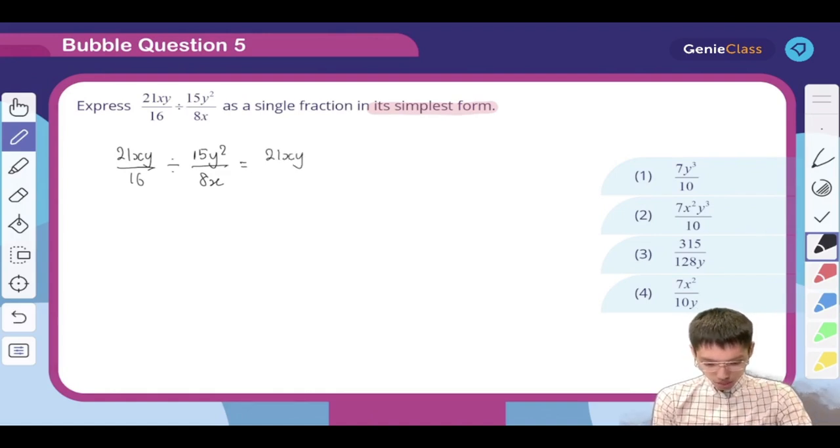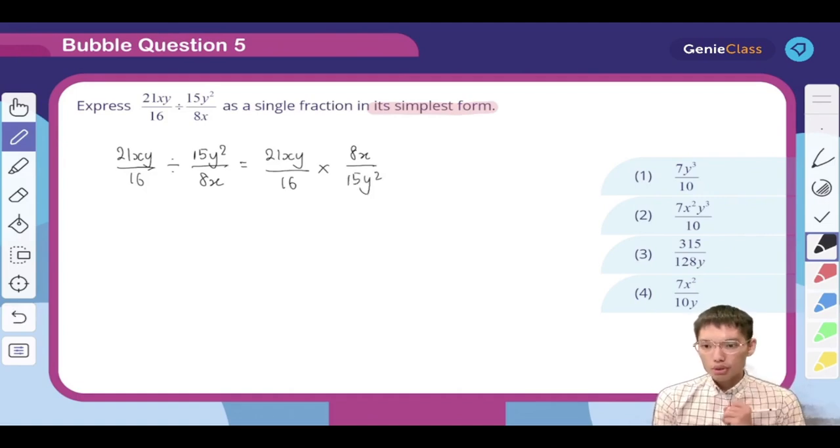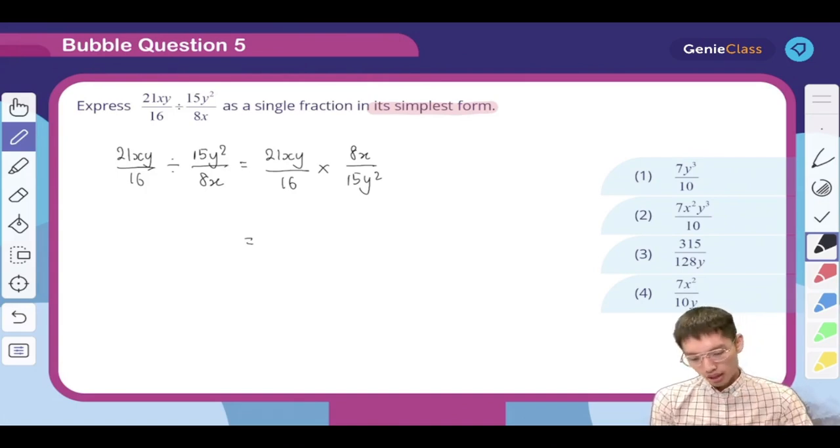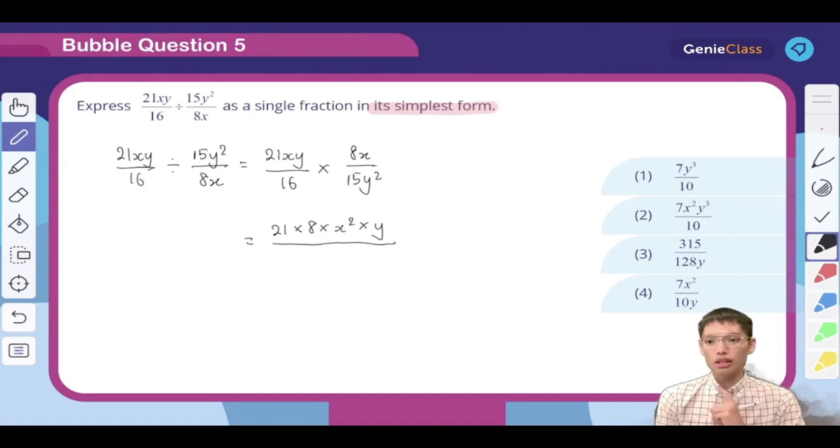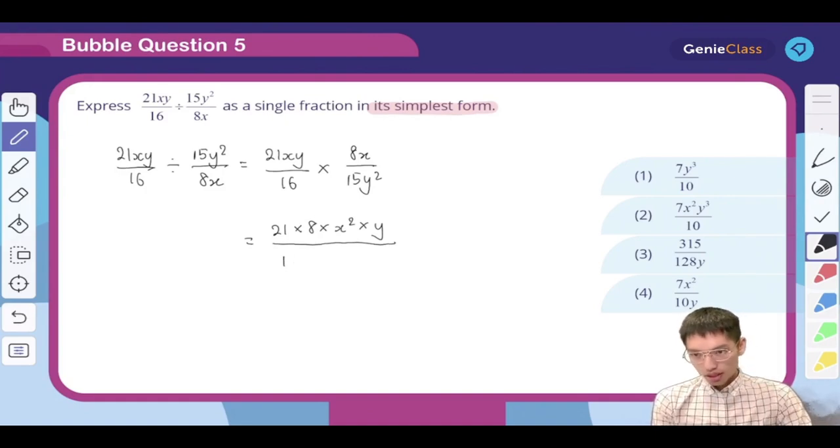So 21xy over 16. When we divide, we change it to a times. What happens? We flip our fraction around. And then after that, we try to simplify. Or in this case, if you don't want to cancel it out this way, it's very confusing, we can actually bring our terms together, writing it explicitly as such. 21 times 8 times x squared, x times y, your indices from Sec 3, just take note. And the other one is 16 times 15 times y squared. Sorry for that, there's no x, that's y squared.